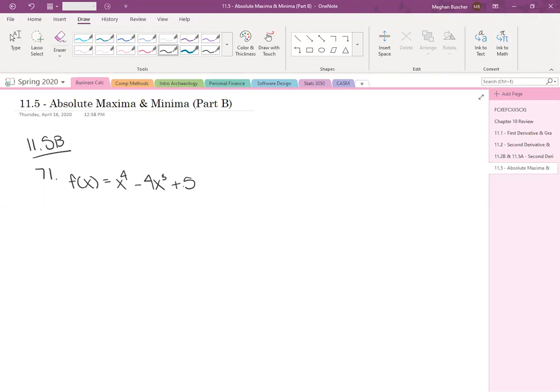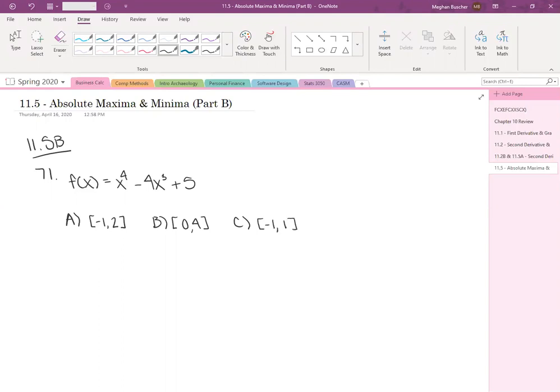So find the absolute maximum and minimum, if either exists, for the function on the indicated intervals. So let's write out what each of those intervals are. -1 to 2, 0 to 4, and lastly, -1 to 1.